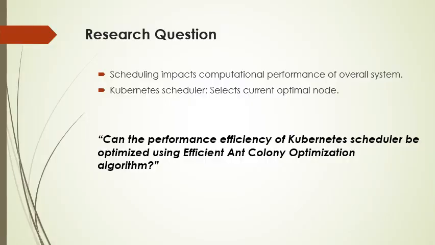Coming to our research question, we have seen how scheduling impacts the computational performance of the overall system. In Kubernetes Scheduler, the scheduling policy which has been defined selects the current optimal node without considering the monetary cost associated with the resources. So this brings up a research question: can the performance efficiency of Kubernetes Scheduler be optimized using efficient ant colony optimization algorithm?